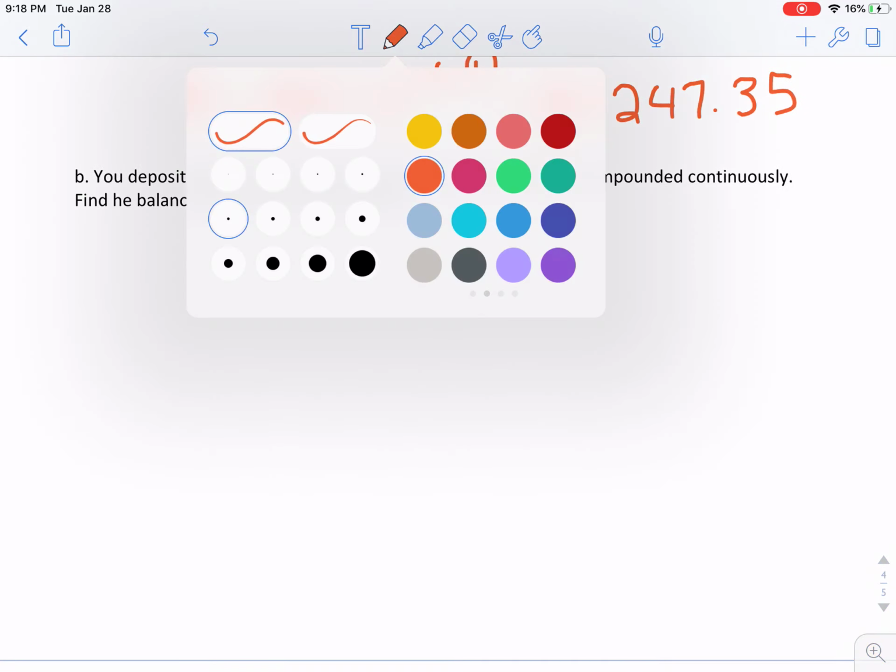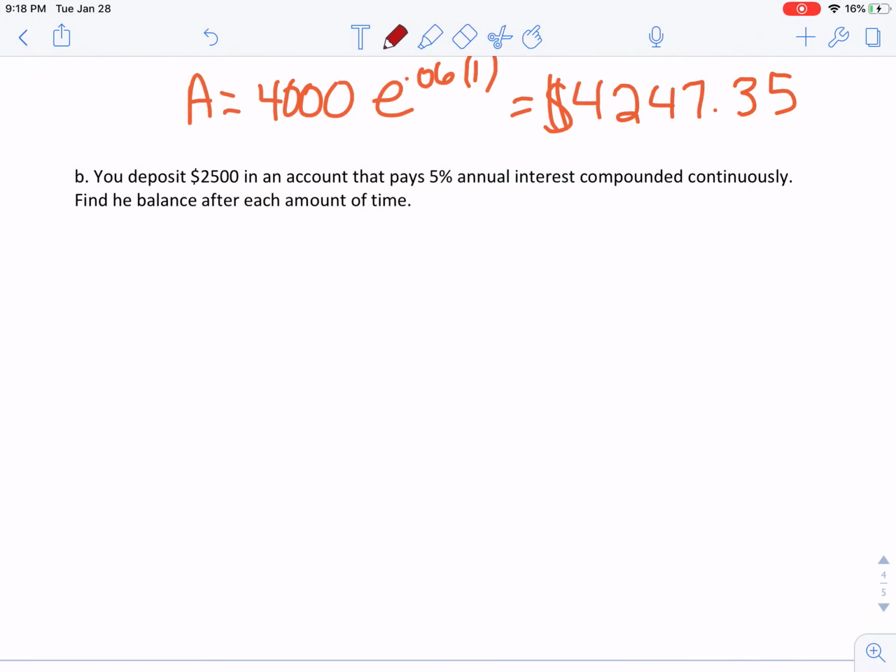Last example, and you know me, I'm such a great teacher. I forgot to finish typing this, evidently, and I misspelled it. So it should say find the balance after each amount of time. We're just going to do one amount of time, and it's going to be 5 years. So there's actually 3 problems here. We're not going to do all 3 of them.